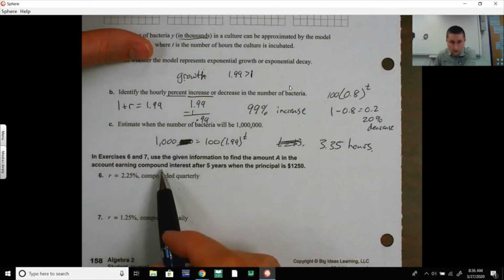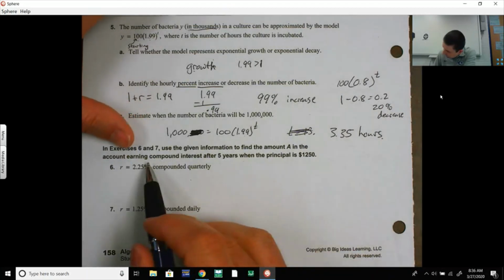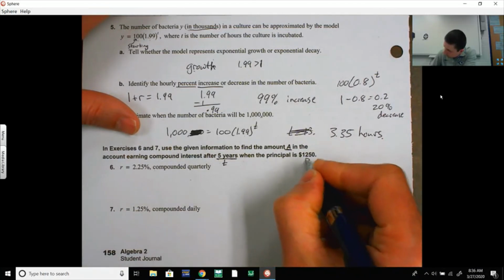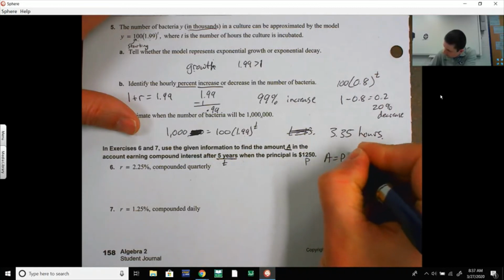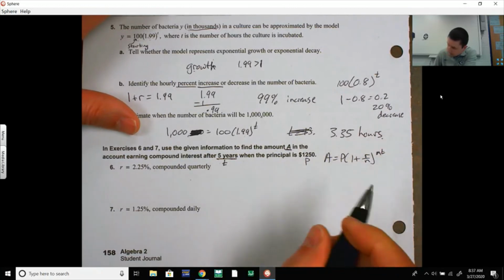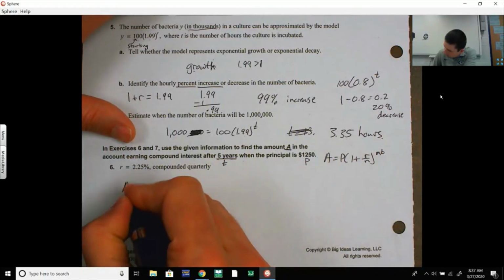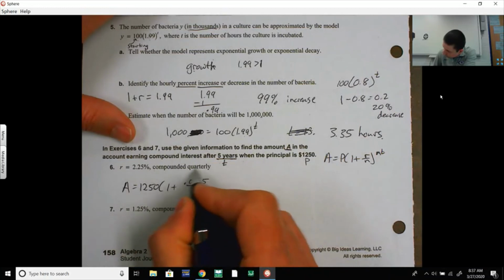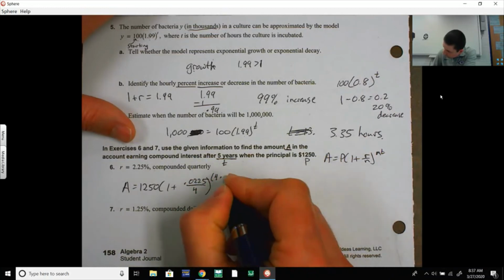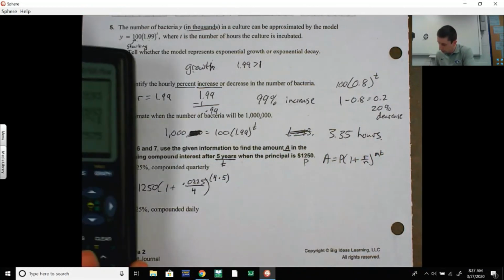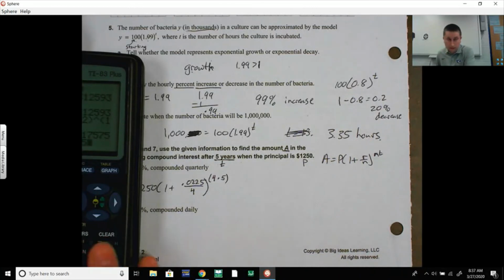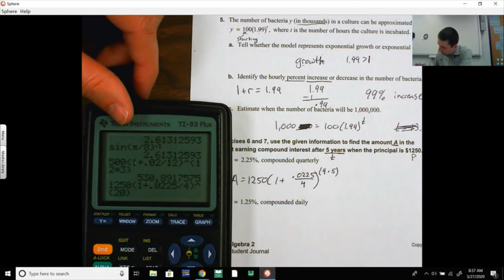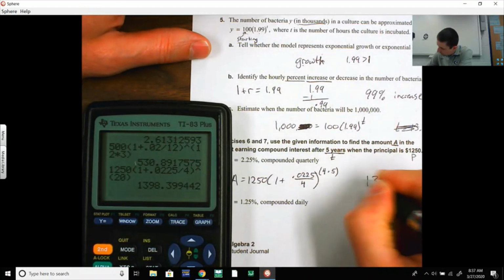A couple of examples with the compound interest, then I'll check to see if there's anything else we need. Use the given information to find the amount A in the account earning compound interest after 5 years, that's the T, when the principal is $1250. A equals P times 1 plus R over N to the NT. This is your time to pause this and try to get the right answer, then come back and see what I got. I'm starting with 1250 times 1 plus 0.0225 over quarterly, so N is 4, raised to the 4 times 5 power. So 0.0225 divided by 4, raised to the 20th power. That gives 1,398 and 40 cents. Round to the hundredth.